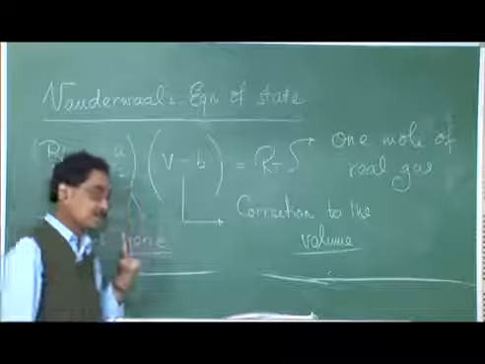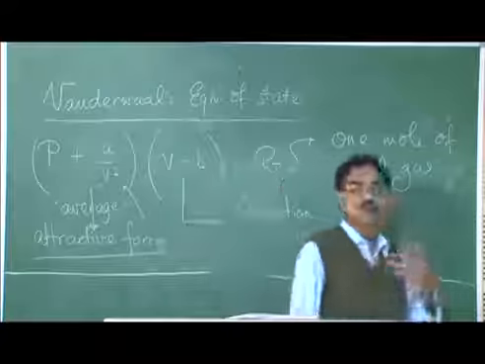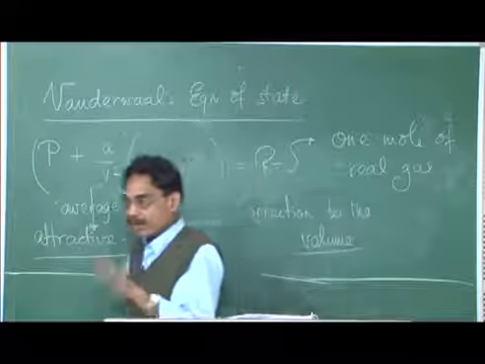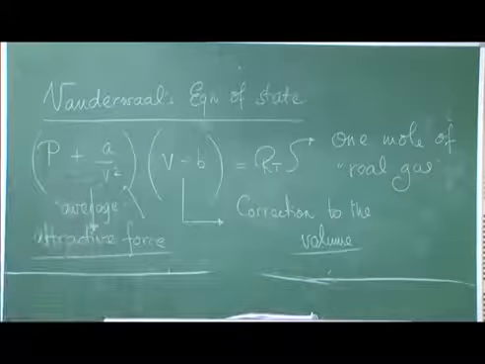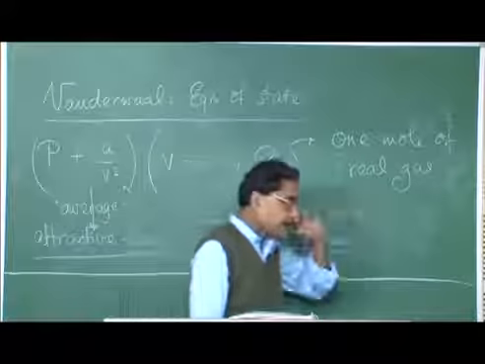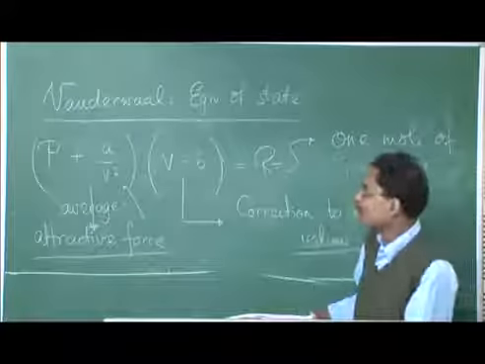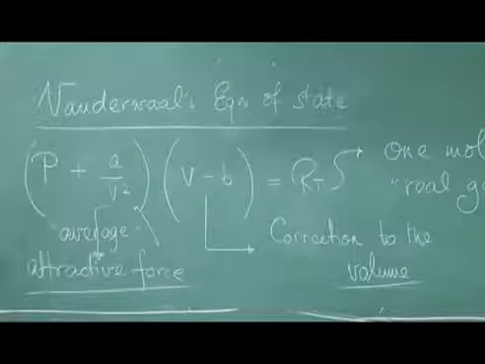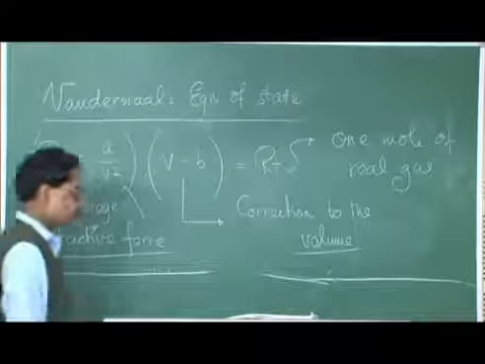So, this somehow gives you a feeling, I am again telling you I am not deriving anything, it is a phenomenological argument for why there should be a V minus B term. Next comes the question, how do you get this A by V square term?